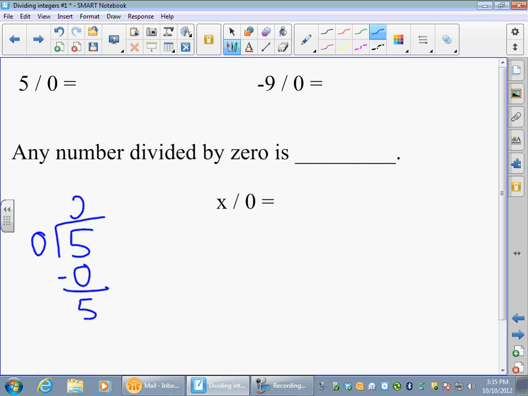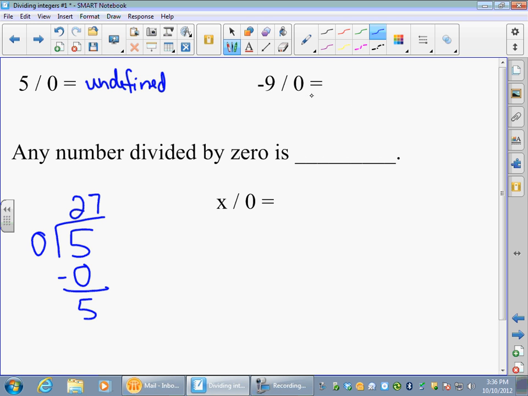Some people might want to put a 2 there. 2 times 0 is 0. Some people might want to put a 27 there. 27 times 0 is 0. But I still have 5 left over. I didn't get anywhere. I can't divide by 0 because of this. Because when I go to multiply, I'm always going to get 0 here and not get anywhere. So I can't do this. So the answer that we write down is we say that it is actually undefined. You can't divide by 0.